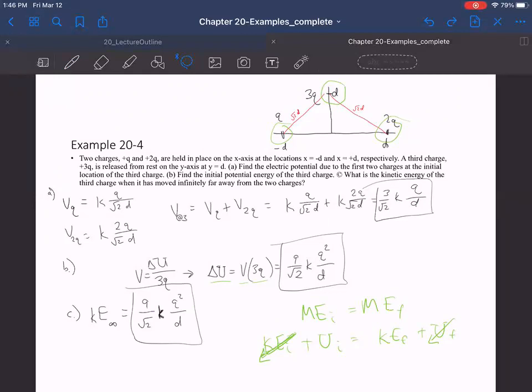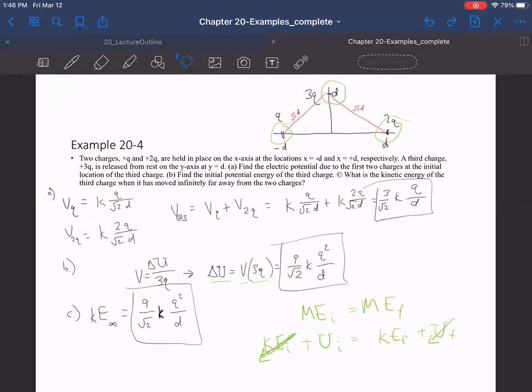And then part B, the initial potential energy of the third charge. Well, we just found the voltage at that location. And so potential energy is voltage times charge. We're going to put a 3Q charge there. So it's just V times 3Q, whatever the voltage is between them, right? Which we just found up there was 3 over root 2. So it's 3 over root 2 K over D times 3Q. Voltage times charge. So we're doing a lot of the same calculations over and over again, aren't we?